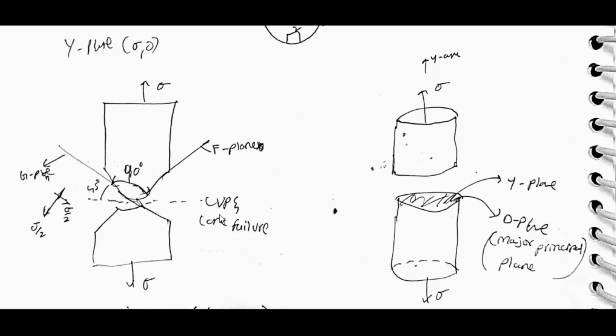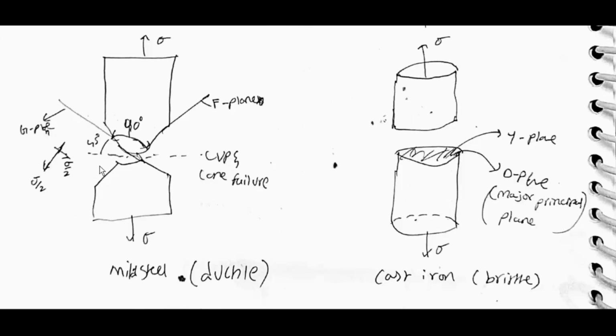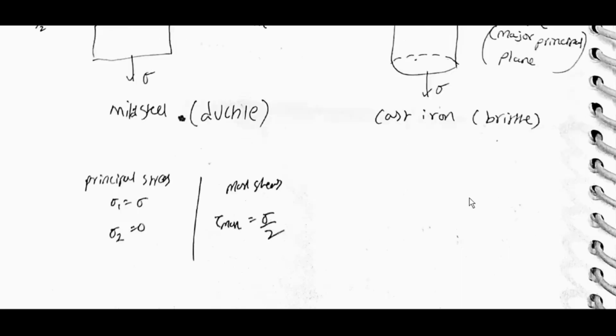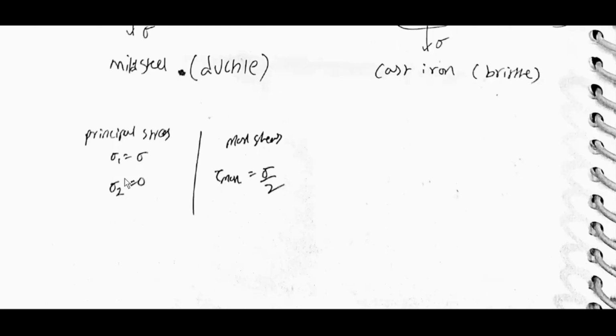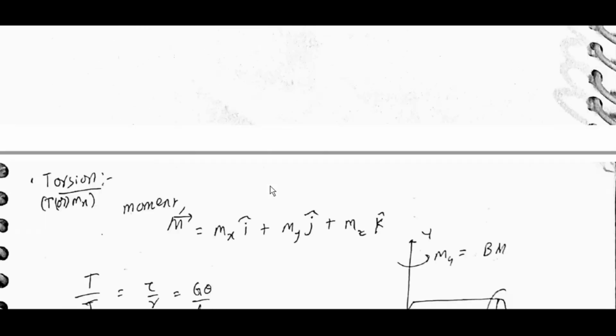Cup and cone failure occurs in mild steel, a ductile material. Ductile materials fail by shear, so the cup and cone failure occurs along the G plane, F plane. Cast iron is brittle and fails along the major principal plane. Principal stress sigma 1 is sigma, and sigma 2 is equal to 0. Maximum shear stress tau max is equal to sigma by 2.